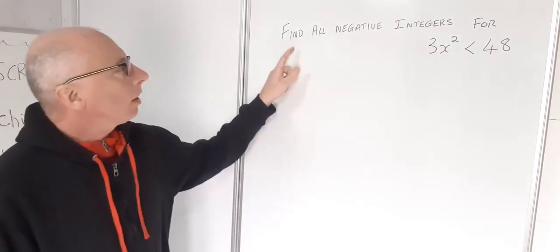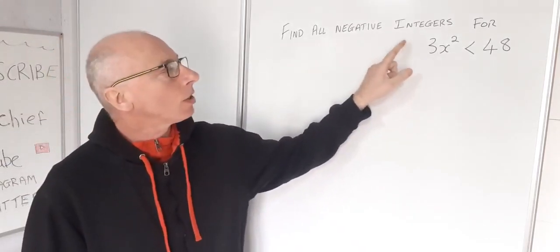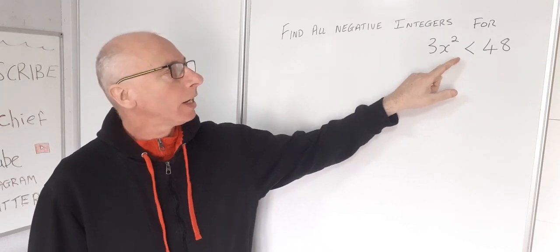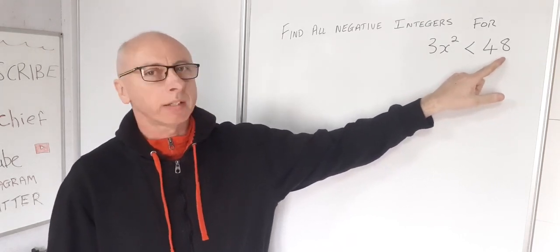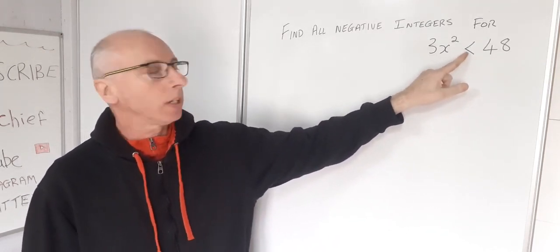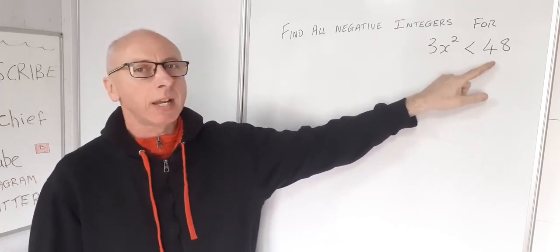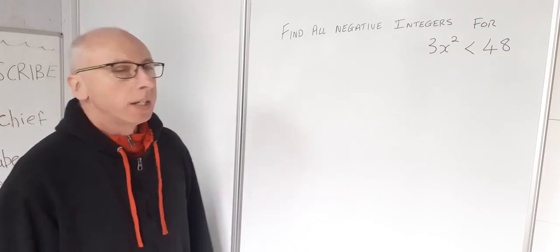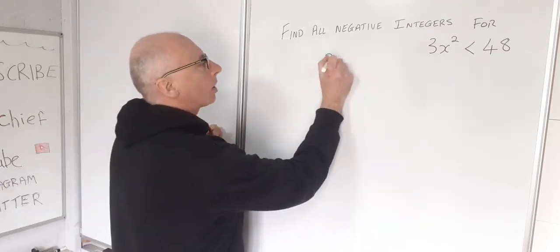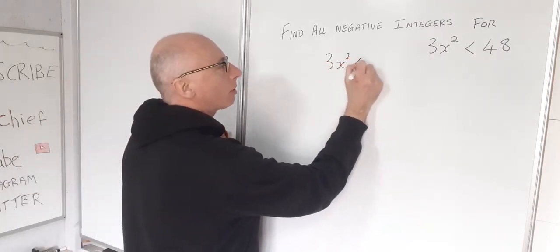So in this question here, we want to find all the negative integers for which 3x squared is less than 48. Now notice this is a strict inequality here. We can't include equals 48, so it must be less than 48. So let's write this inequality up and let's see what we can do in terms of algebra.